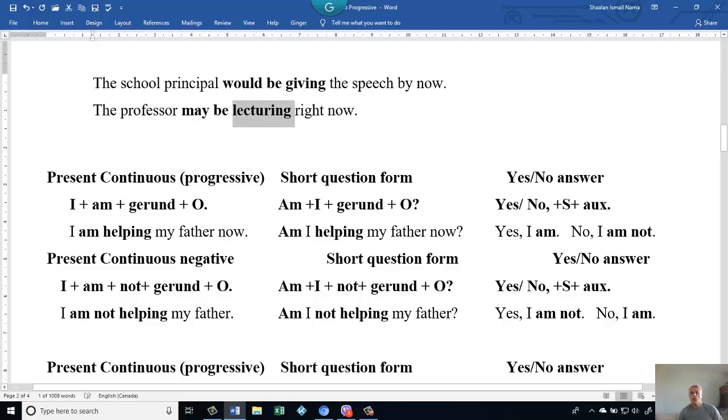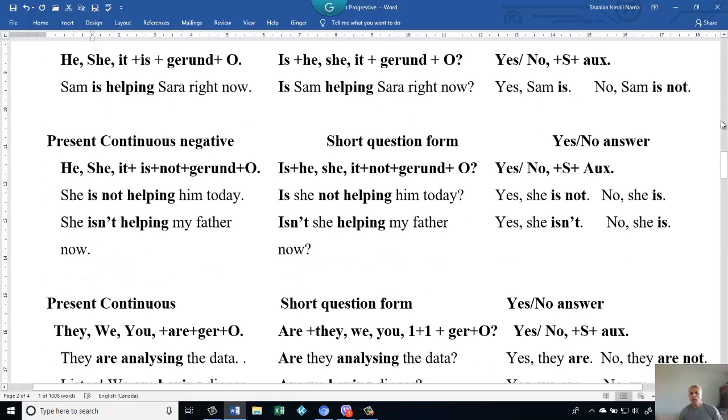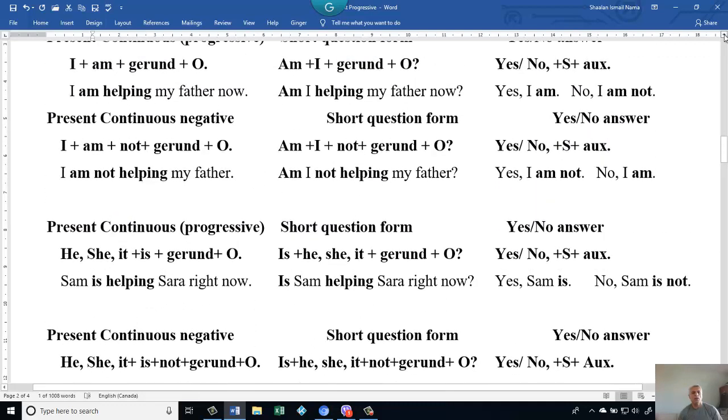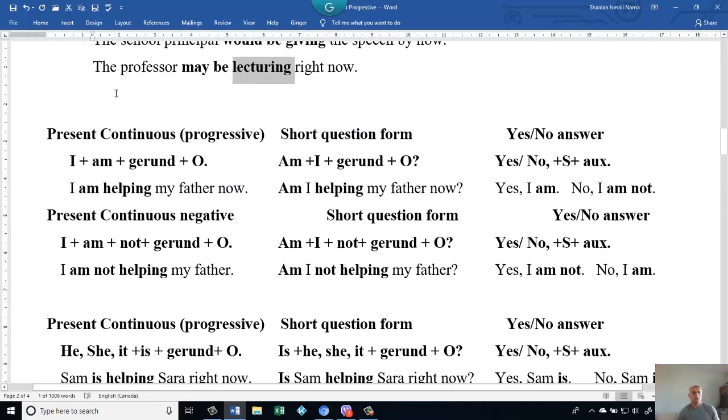Okay, how to make a short question from the ing form of the present continuous. If you look here, present continuous, short question, then answering. We have I am, gerund, object, for example here.